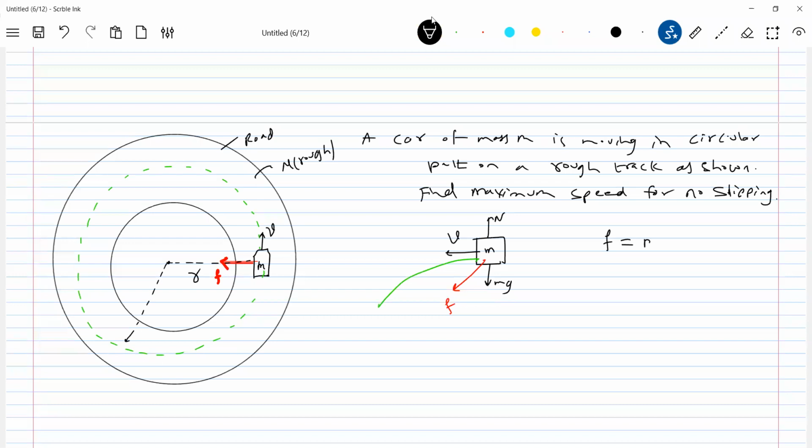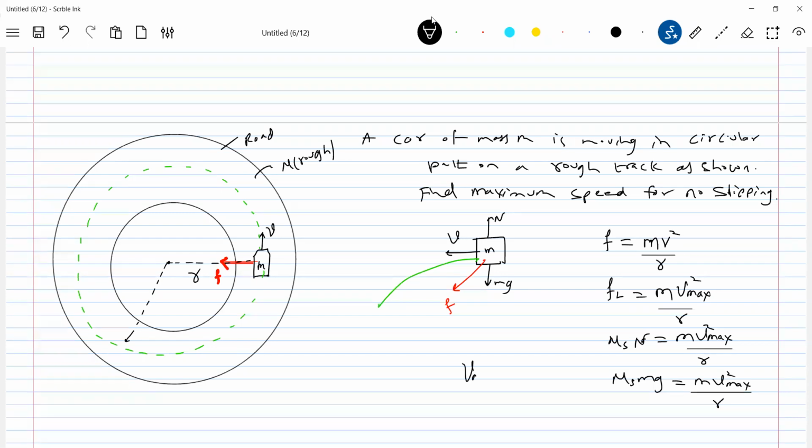So F equal to mv square by r. Now I'll keep on increasing the speed. The friction will also increase, the static friction. What is the upper limit? Maximum permitted is m v max square by r. So this is equal to mu s N, that is mu s mg.